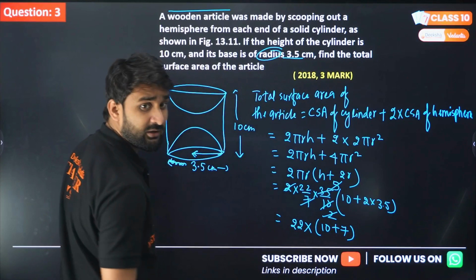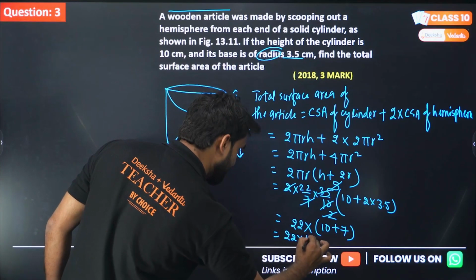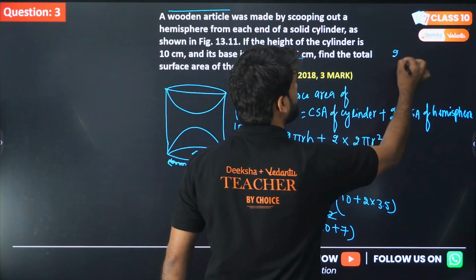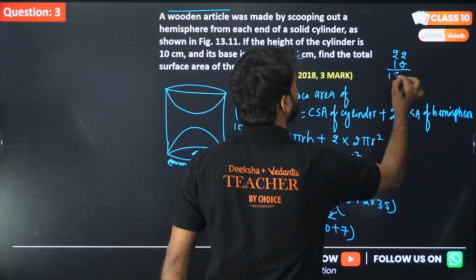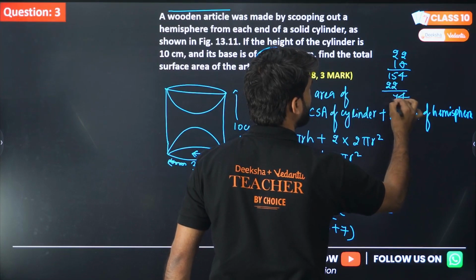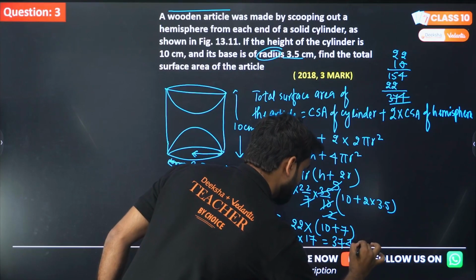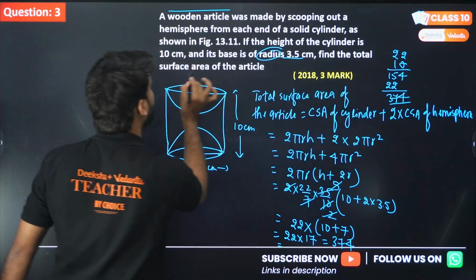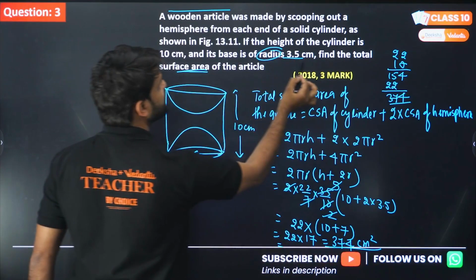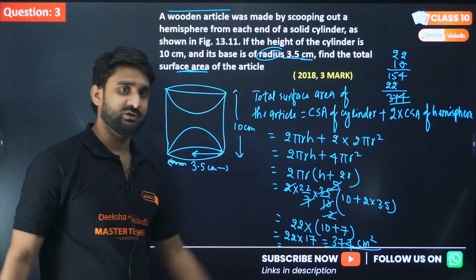So what are we getting here? 22 into 17. What will be the result? 22 into 17, multiply it. 22 into 17 will be 374. What are we finding here? Area. So we'll put centimeter square here, because the dimensions were given in centimeter. So the answer is 374 centimeter square. This is the question.